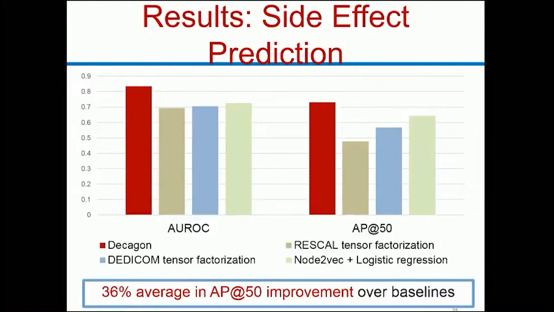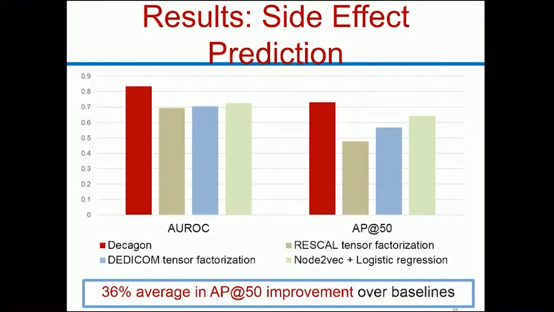Decagon, shown in red, was compared with a few other alternatives. What can be learned from this is that it performs much better than tensor-based factorization models. The reason why this is the case is because we are using a graph convolutional encoder. It performs much better than two-stage pipelines where you take a network first, extract features, take the feature vectors, and train a downstream classifier. And this is because we have an end-to-end pipeline and an end-to-end model.